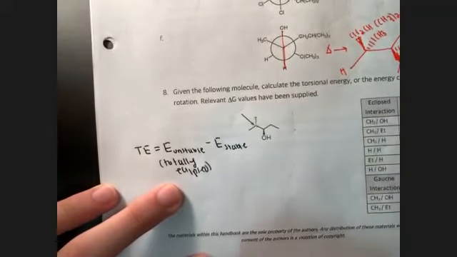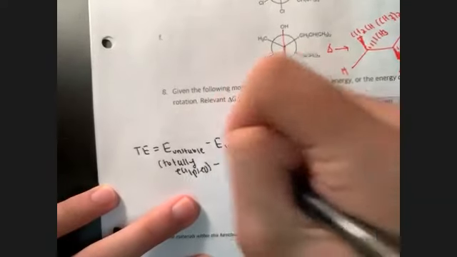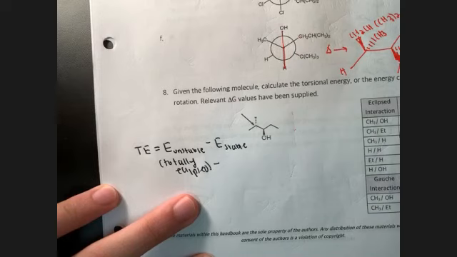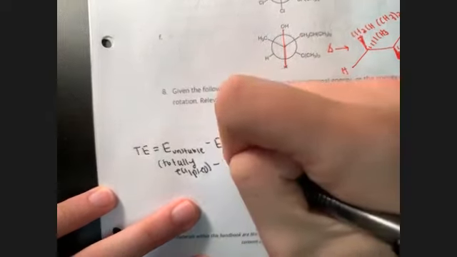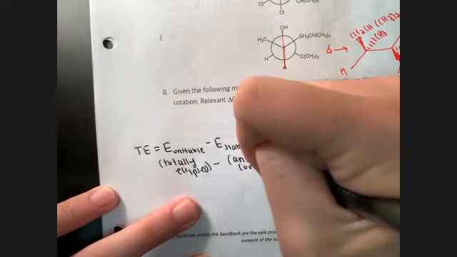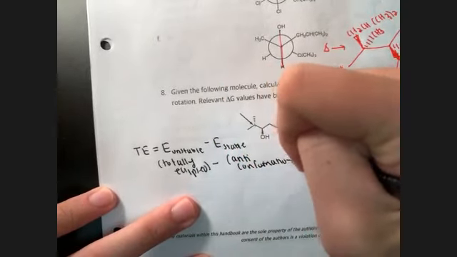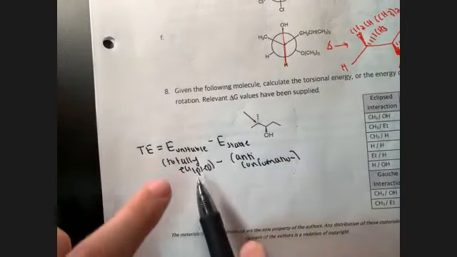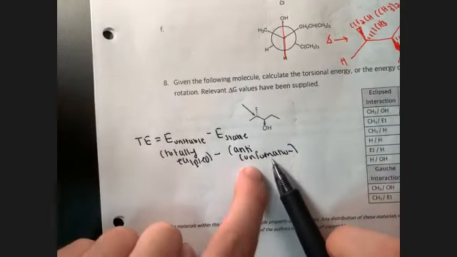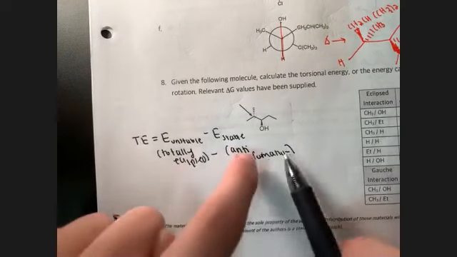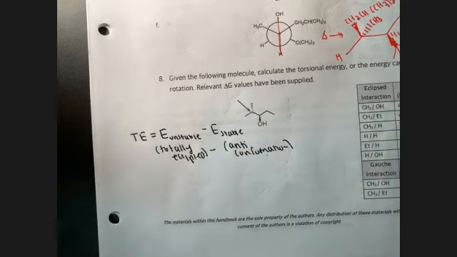So we want to find the totally eclipsed conformer, calculate the energy there, and then subtract the energy of the most stable one. The most stable one is going to be called staggered or anti, but specifically I'm looking for anti. Yeah, that would be the good one. So you basically want to get the Newman of the totally eclipsed, get the Newman of the anti-conformation, calculate all the energies there, and subtract. Okay, so let's do that.